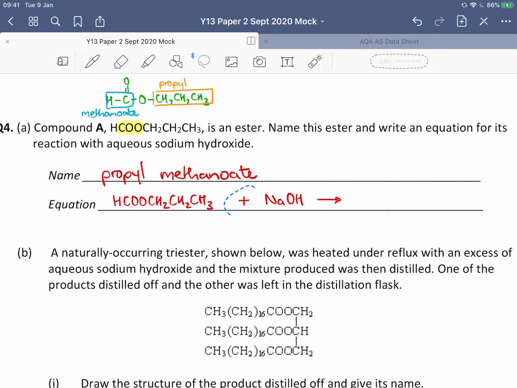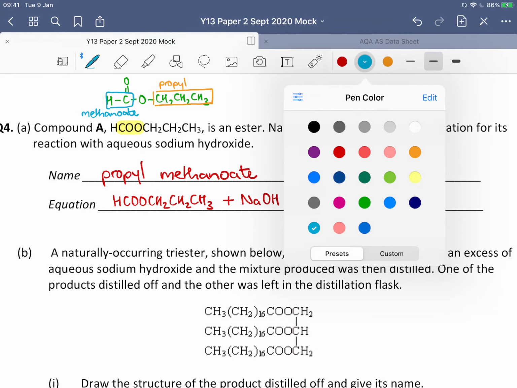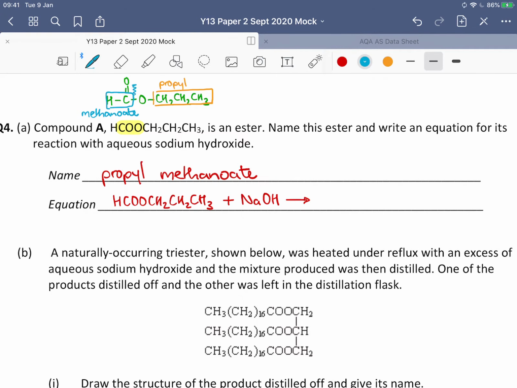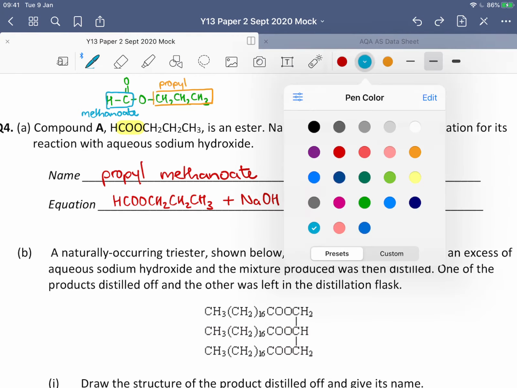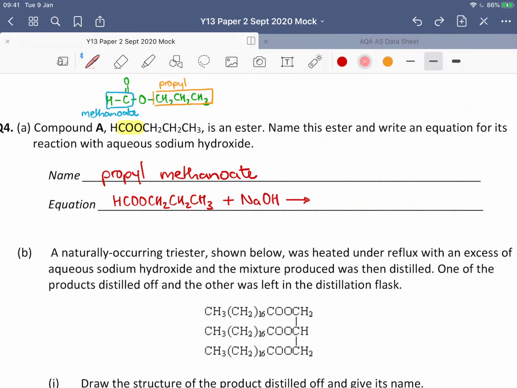Now, in ester reactions, let's just close that up a bit so I've got a bit more space. In ester reactions, you're breaking the bond between the carbon of the carbonyl and the oxygen which has only single bonds. You're always breaking this bit here. Let's use a different colour, that's not very helpful, is it? You are always breaking that bond there.